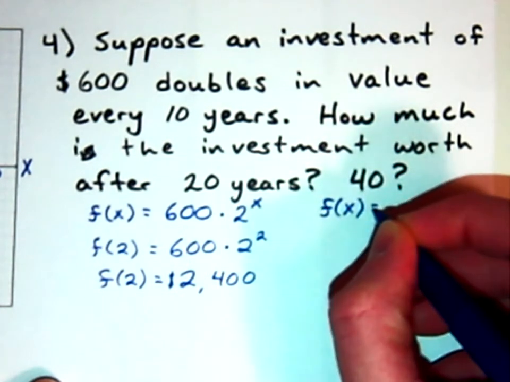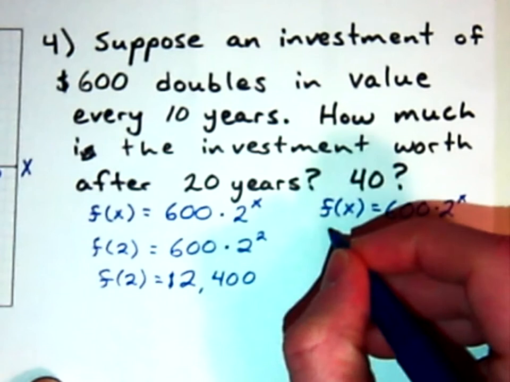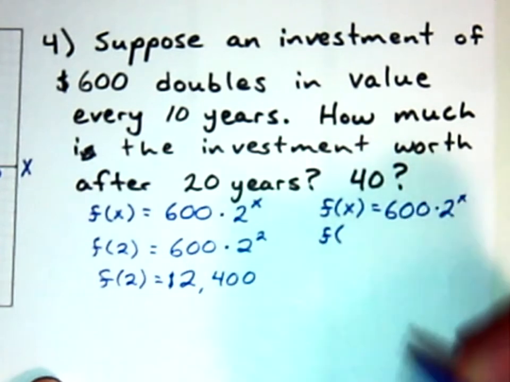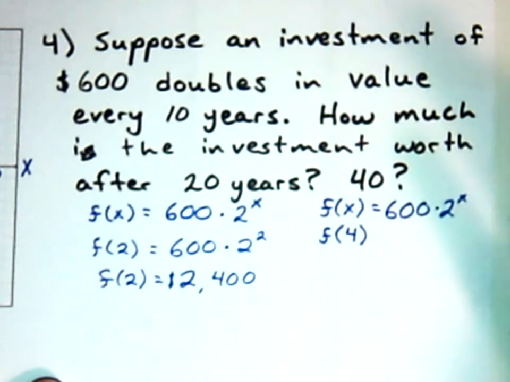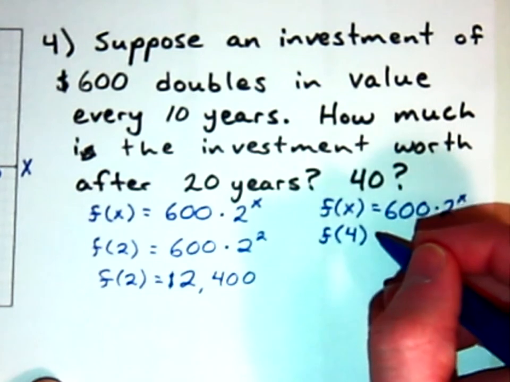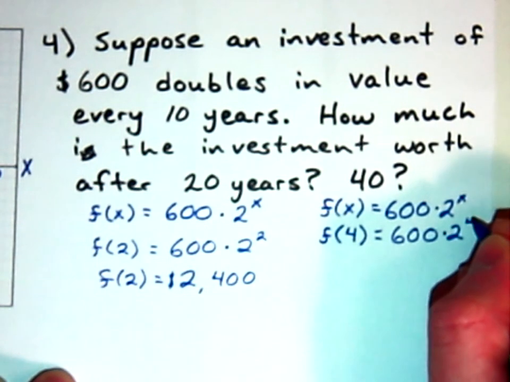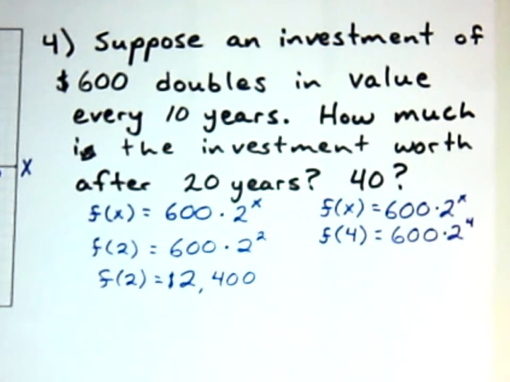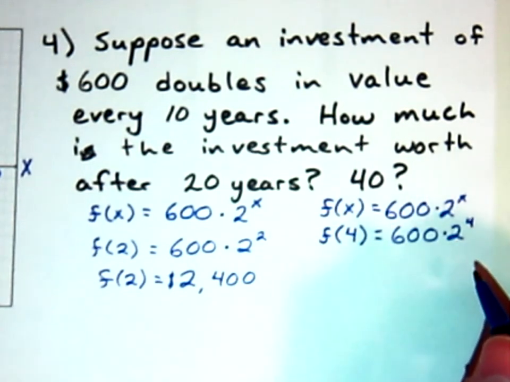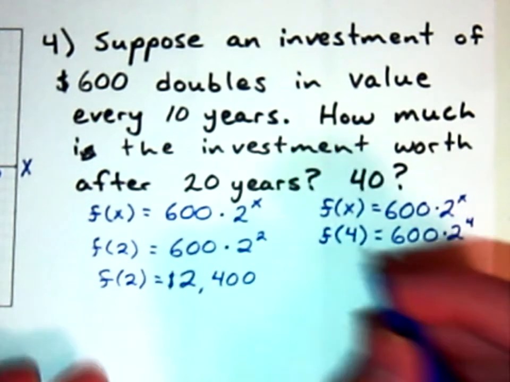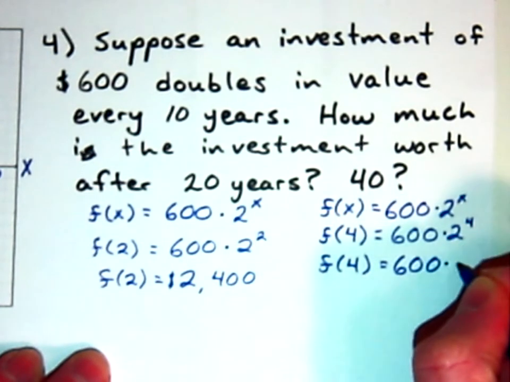The function's not going to change. Alright, and if I'm testing for 40 years, well, how many times will it double? It'll double 4 times since it's been 40 years. For each set of 10 years, it's going to increase our exponent by 1. So it's going to be 600 times 2 to the 4th power. Okay. Well, that's going to be, well, 2 times 2 is 4, 2 times 4 is 8, 8 times 2 is 16. So that's going to end up getting us f of 4 equals 600 times 16.